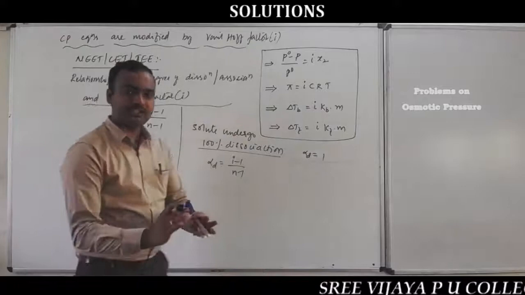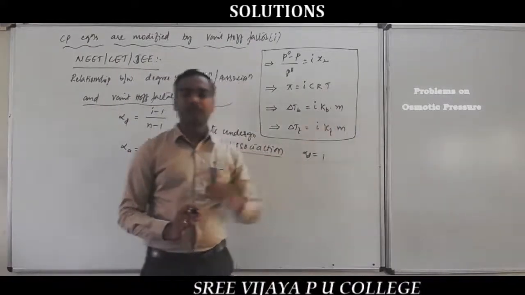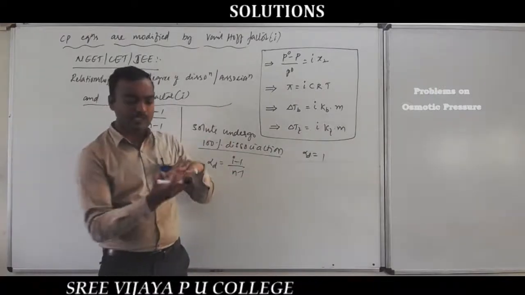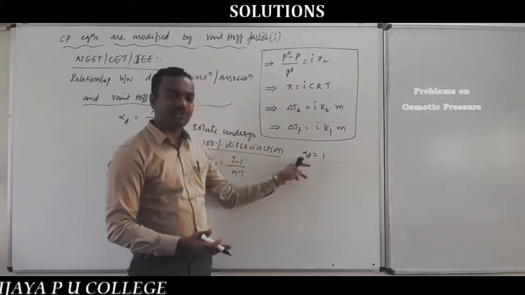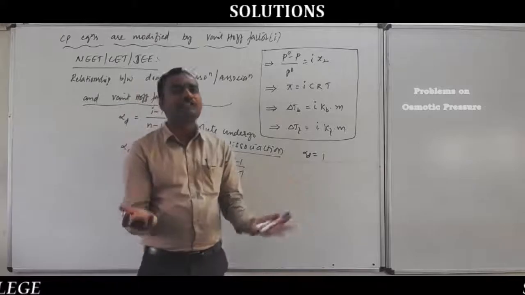Degree of dissociation means the number of particles dissociated to the total number of molecules present. In the numerator, we look at the number of particles dissociated. In the denominator, the total number of particles present. That is called the degree of dissociation. 100% dissociated means that of the 100 molecules present, all 100 molecules are dissociated.